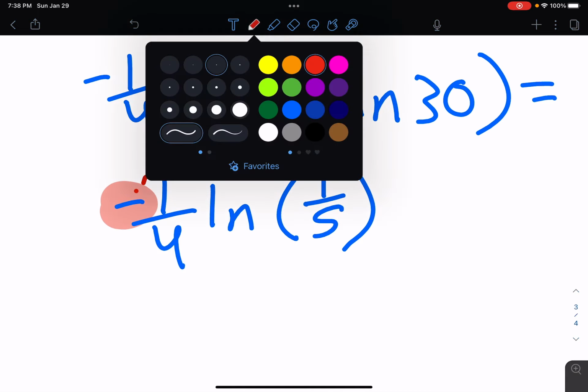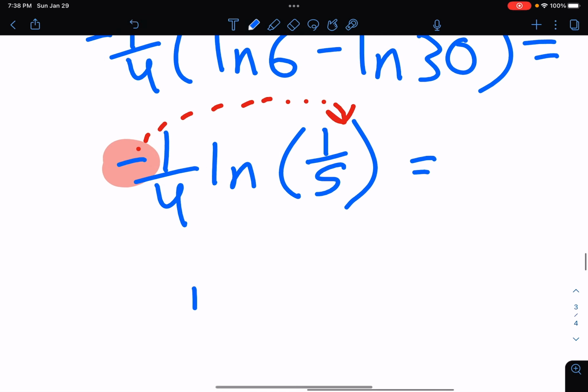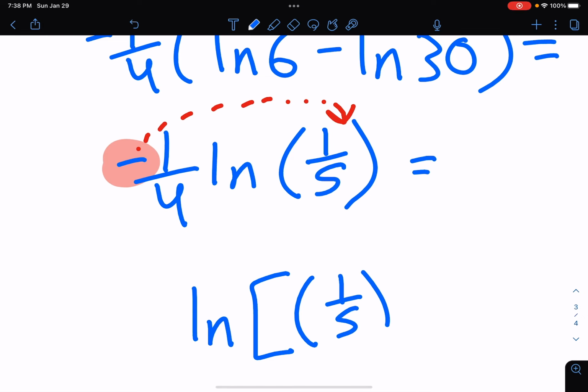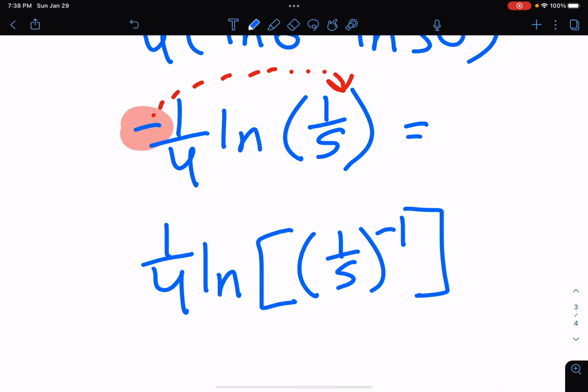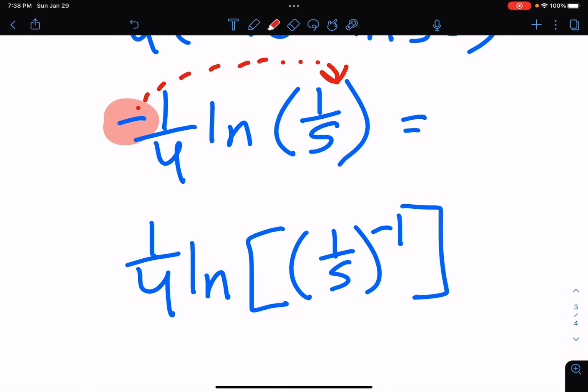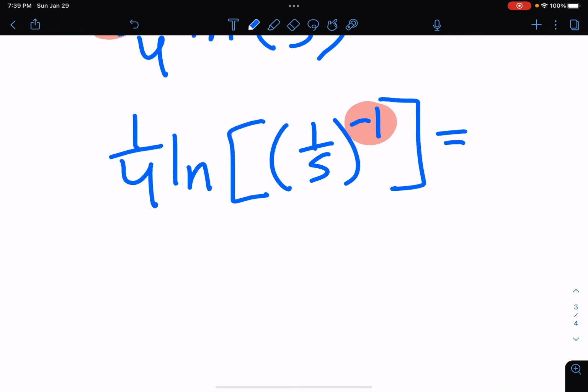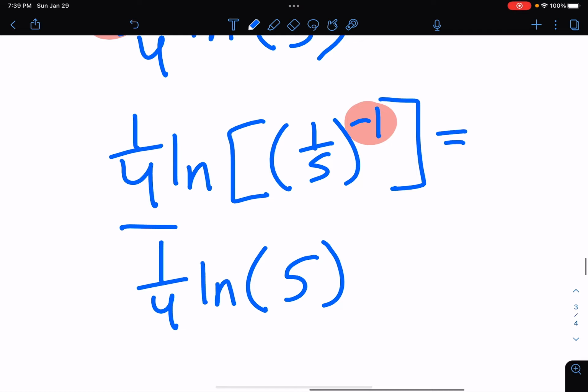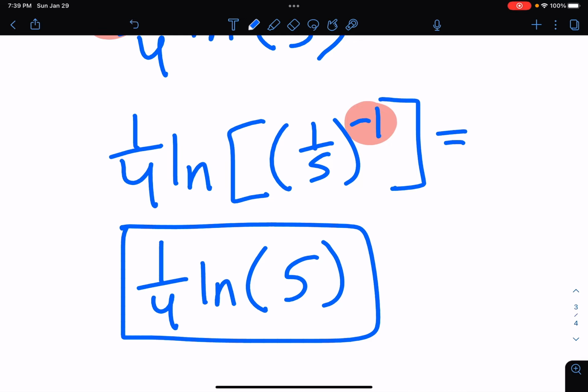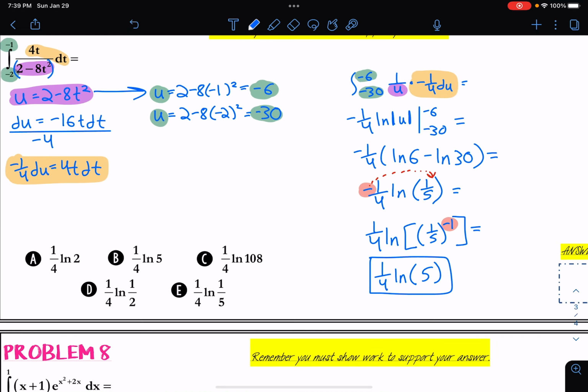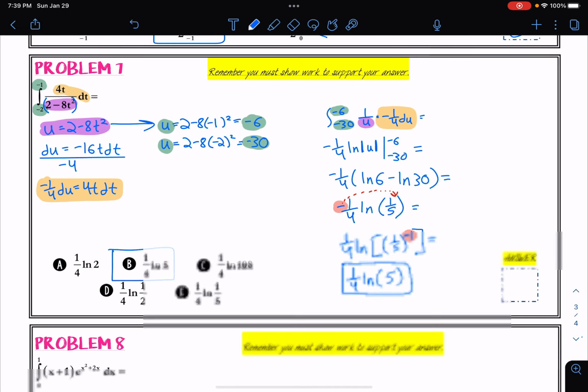So I can actually go ahead and rewrite this as the natural log of, and I'm going to use a couple of brackets, parentheses here. Hopefully this will make sense, right? I'll keep the +1/4 out there, but that negative coefficient can come in and become a negative first power. And so I can rewrite this as 1/4 the natural log of 5. Okay, and so that means B is our answer.